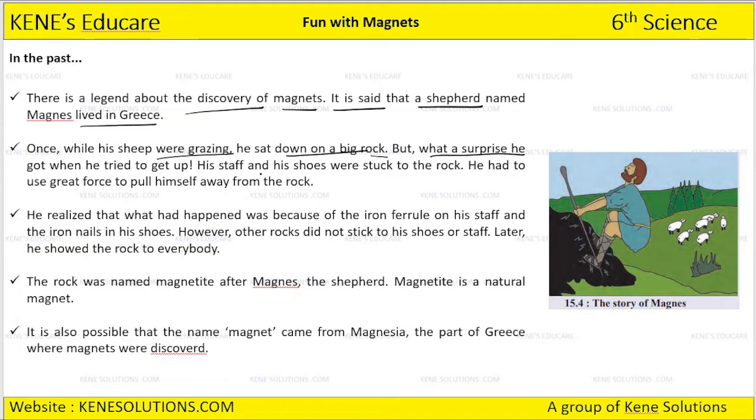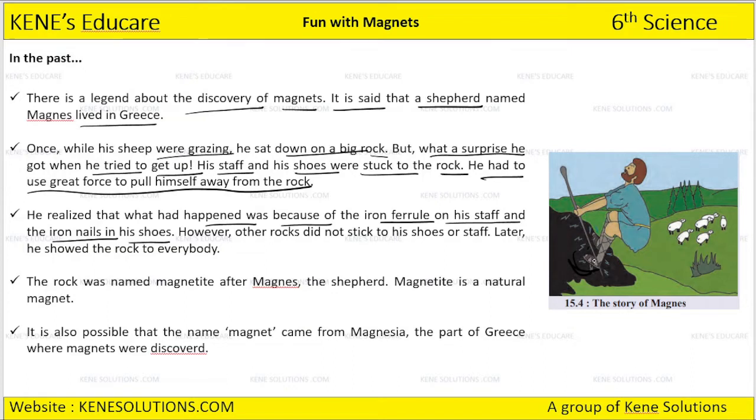But what a surprise he got when he tried to get up: his staff and his shoes were stuck to the rock. सो उसके जो शूज थे वो रॉक को स्टिक हो गए एंड ही हैड टू यूज अ ग्रेट फोर्स टू पुल हिमसेल्फ अवे फ्रॉम द रॉक. तो उस रॉक से वो डिटैच होने के लिए he required a lot of force. He realized that what had happened was because of the iron ferrule on his staff and the iron nails in his shoes.